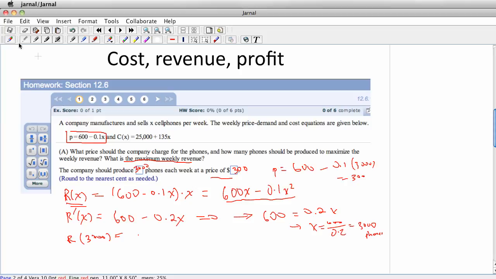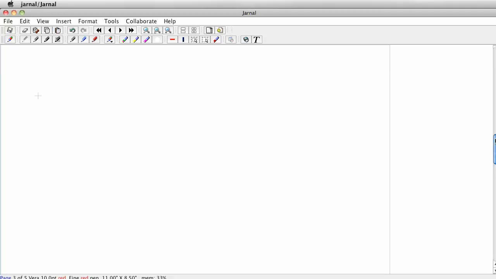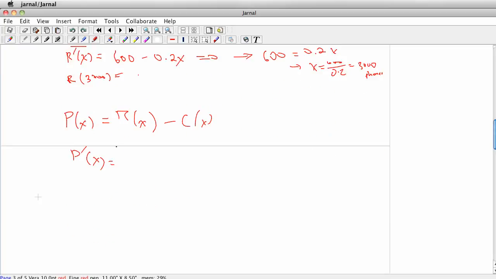The profit, on the other hand, if I'm trying to maximize profit, then I need to start off with a profit function. And we know that profit is revenue minus cost. To do this, I'm going to have to find critical values for profit, which means I need to find the derivative of profit. The derivative of profit is the derivative of revenue minus the derivative of cost.